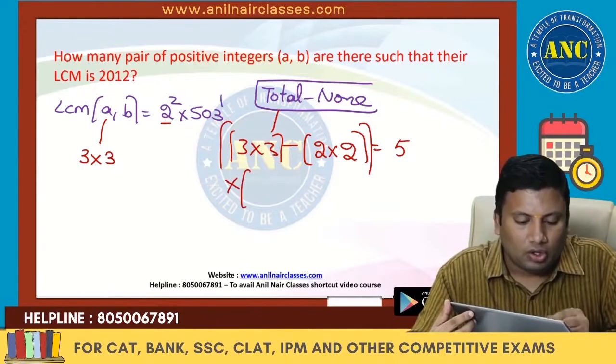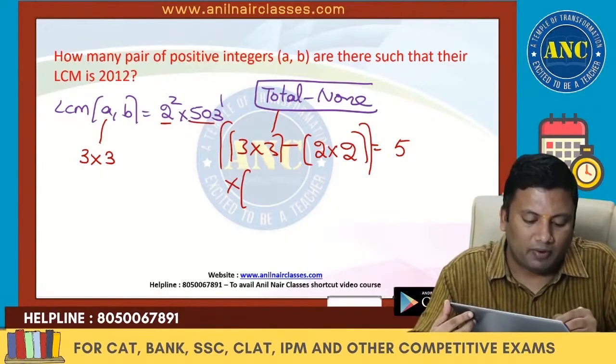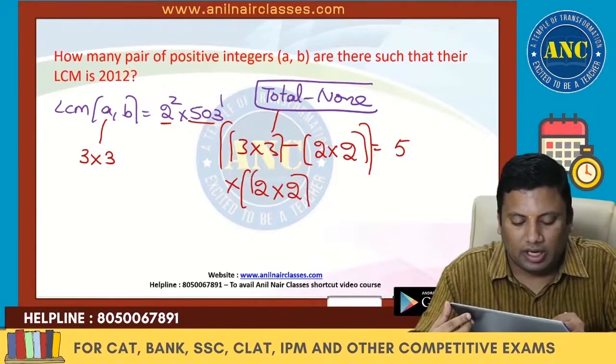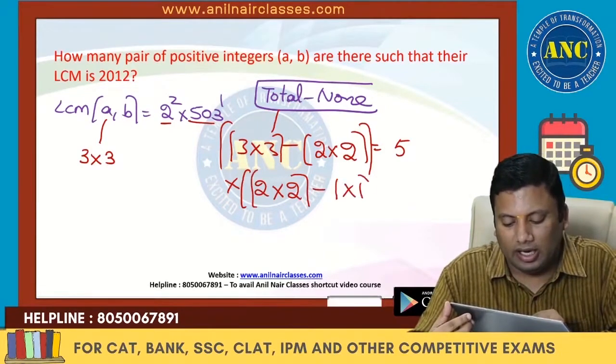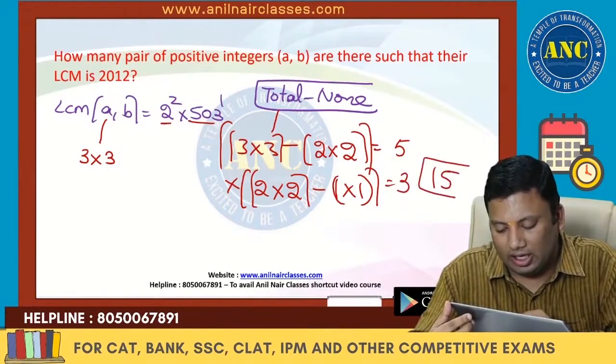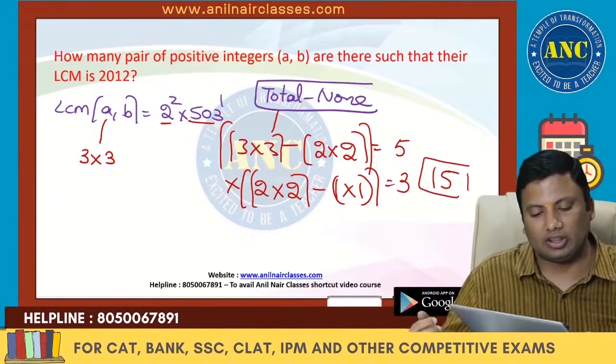Into total 5 of power 1. A can take 2 cases, B can take 2 cases. A can take 1 case, B can take 1 case. 5 into 3, it is nothing but 15.